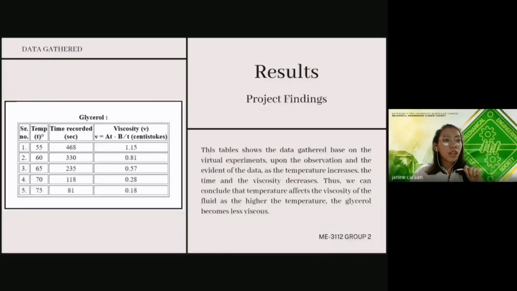So this table shows the data gathered, again based on the virtual experiments. Upon observation and the evidence of the data, as the temperature increases, the time and the viscosity also decrease. Thus, we can conclude, just like in the other one, that temperature affects the viscosity of the fluid. The higher the temperature, the less viscous the glycerol becomes.